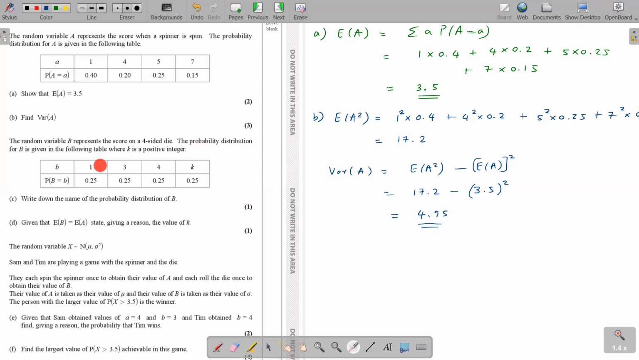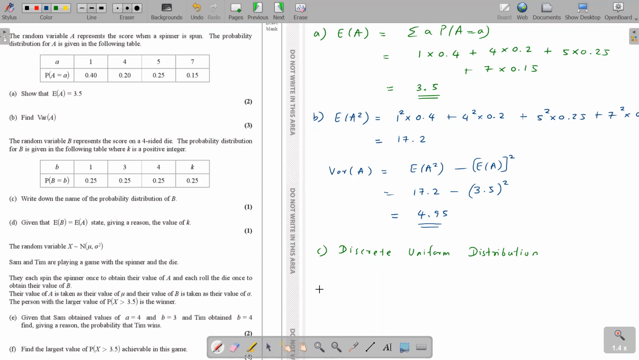So this is discrete. You can see each and every x value is separately given and each x value has the same probability. So that's a special name we give for that. This is a discrete uniform distribution, because the probabilities are uniformly distributed. So that's what they ask in part C: write down the name of the probability distribution of B. So in part C, you will write the name as discrete uniform distribution. Okay, so it's a discrete uniform distribution.